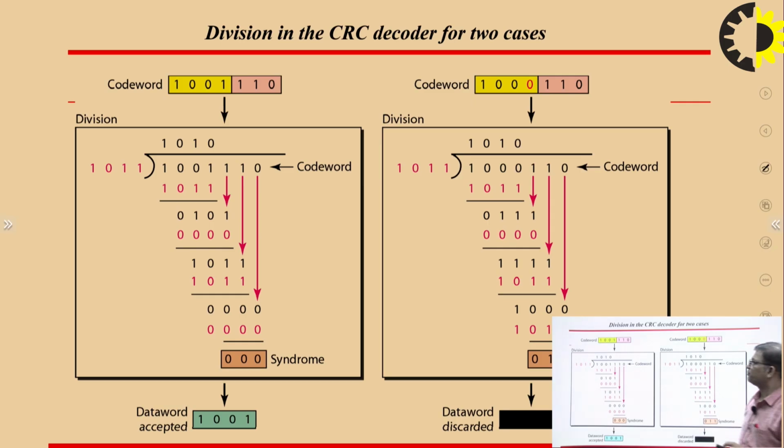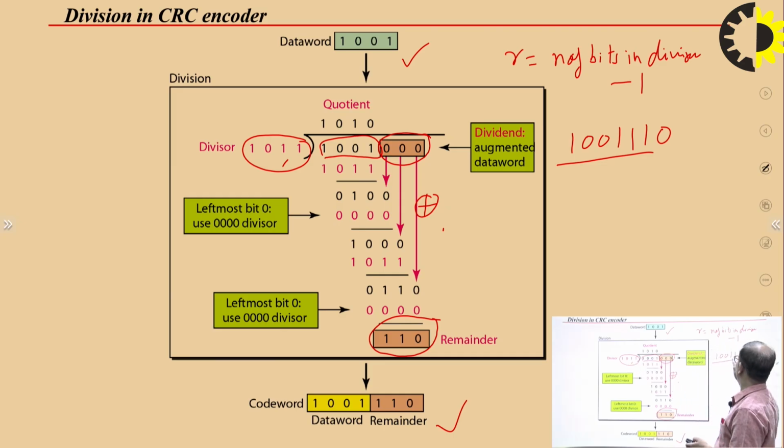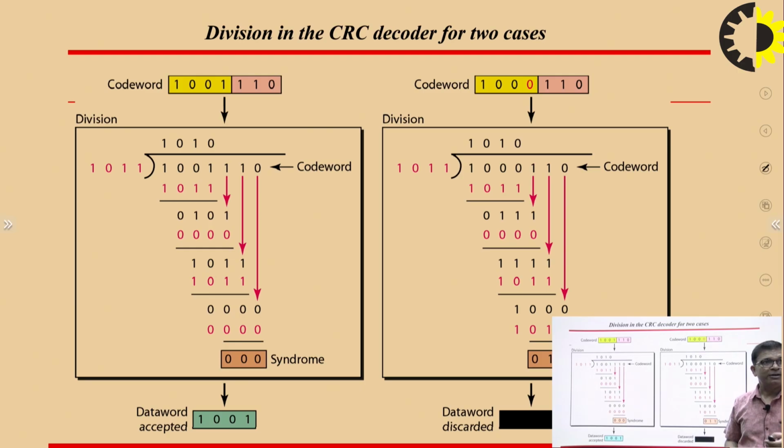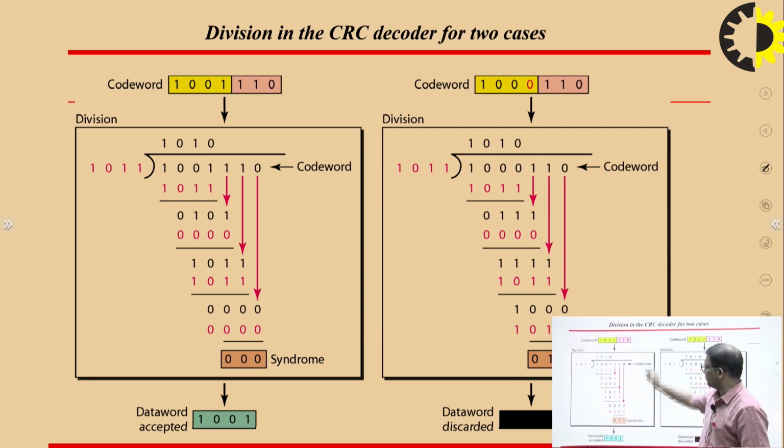Now this one. Check it once again. This is 1011, and 1001110 is the code word. So you can divide 1001110 again by using 1011. Now the remainder becomes 0. It means you are receiving error-free data, but if there is a remainder, it means there is some error. If there is some error, you can simply discard the data.